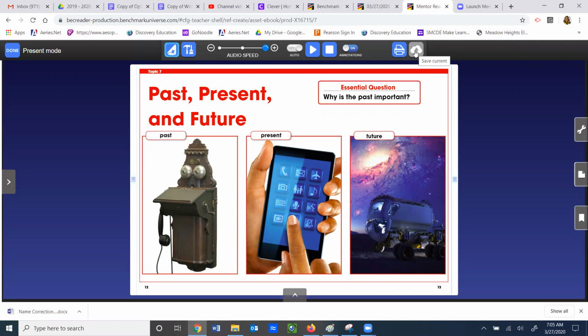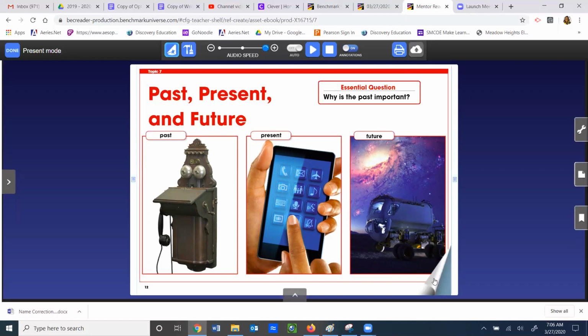Before we get started, I want to remind you that we have been working in a unit called Past, Present, and Future. And our essential question that we're thinking about is, why is the past important? Take a moment and talk to a stuffy, a pet, or a human about why you think the past is important. Go ahead and pause the video.